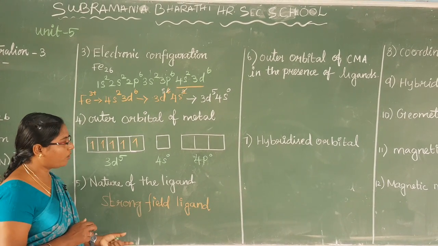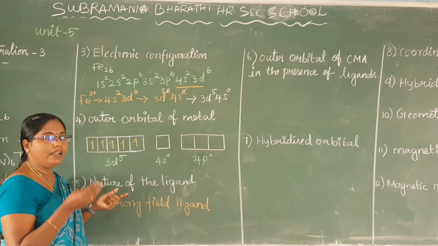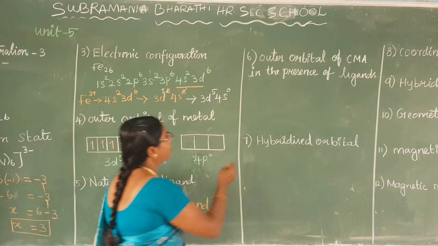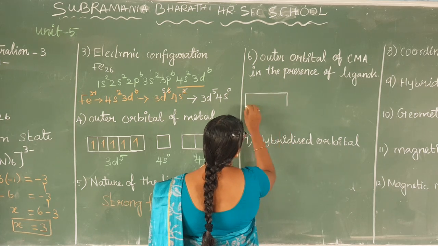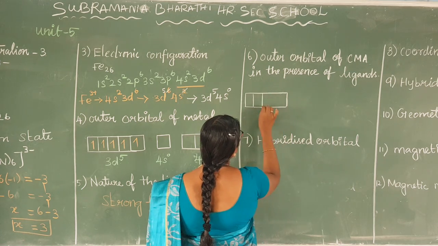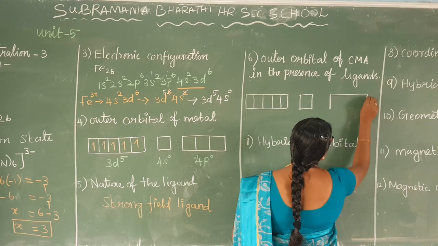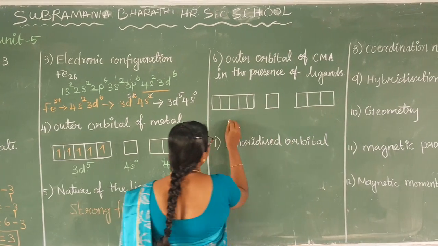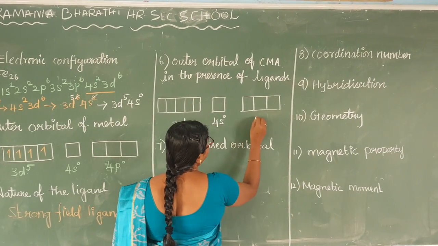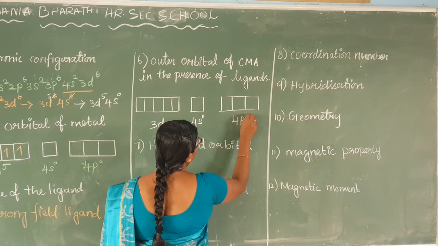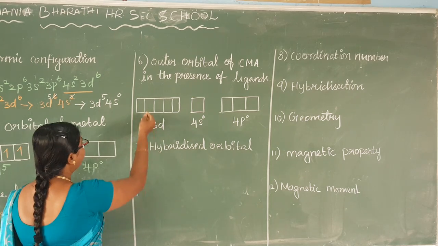Since it is a strong field ligand, the electrons present in the d orbital will tend to pair themselves. Let me write here. This is the d orbital, and this is s and this is p orbital. This is the 3d orbital, the 4s orbital and the 4p orbital. I am going to write the electrons and pair them up.